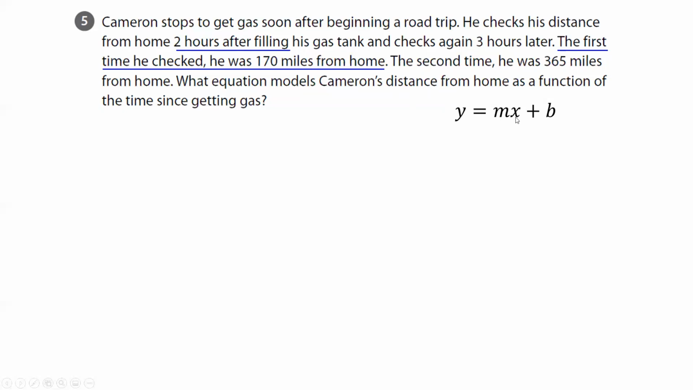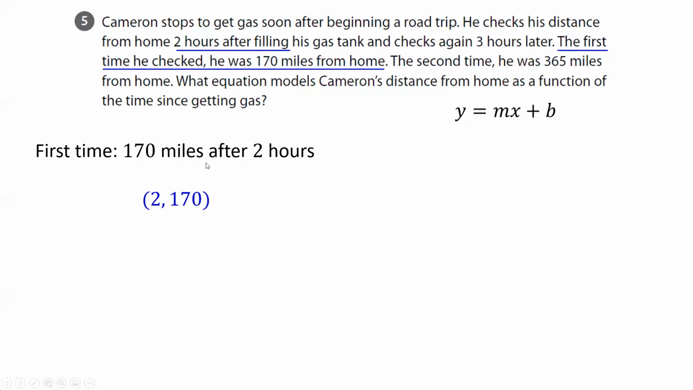And it also tells us a little bit about the problem. It tells us that Cameron makes 2 checks of his gas tank to see how much gas he's used. The first time he checked his gas tank, he had driven 170 miles from home, and that was 2 hours after filling up his gas tank. So I can actually change this information I highlighted in blue into an ordered pair. After driving 170 miles in 2 hours, we can write that as an ordered pair, (2, 170). Once again, they want the time to be our x-coordinate, and they want the distance to be the y-coordinate.